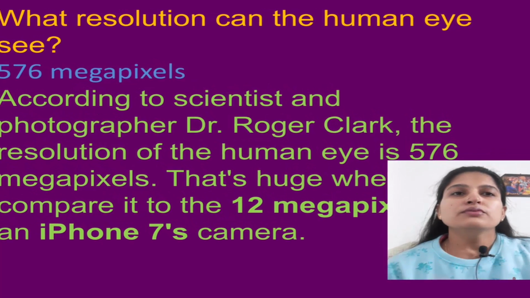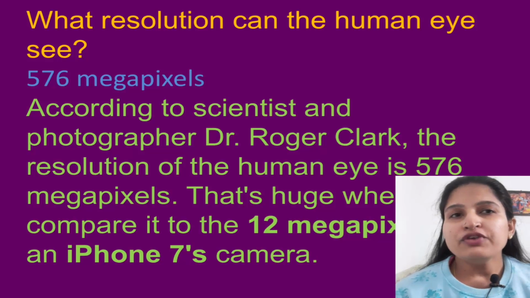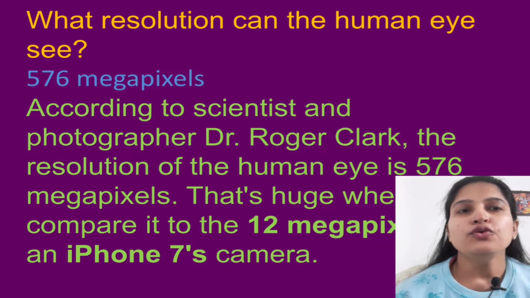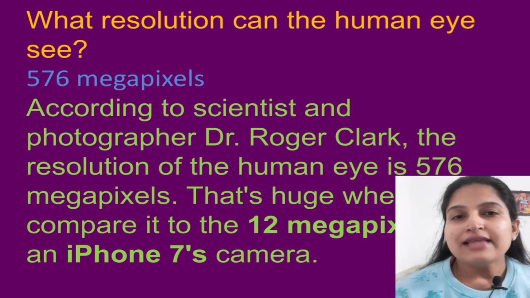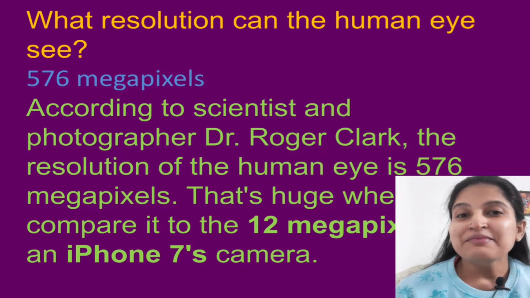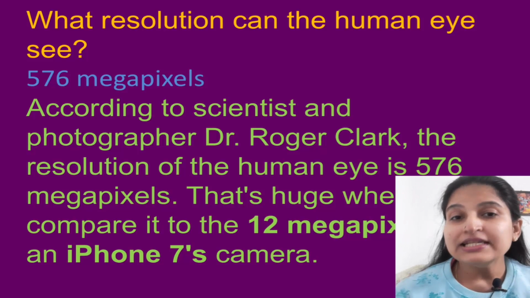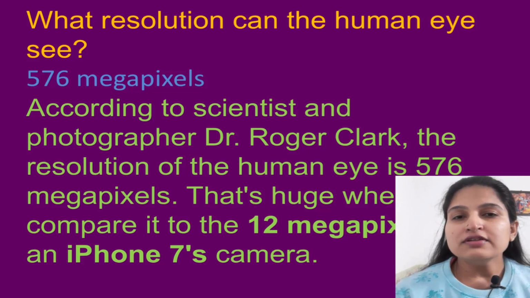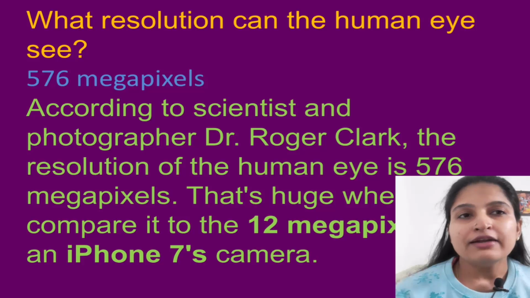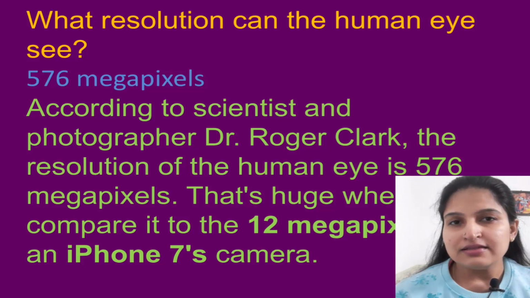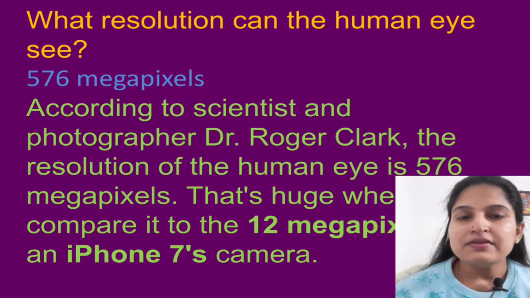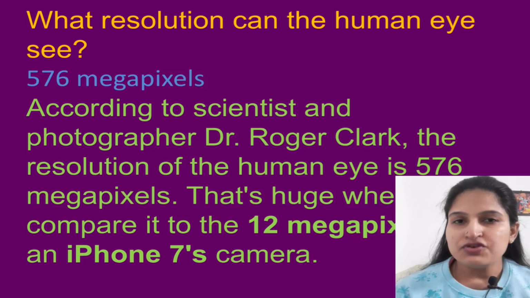Now another question comes: what resolution can the human eye see? Exactly, this is 576 megapixels. This is the capacity of our eyes, the highest capacity of our eyes. It is not that we always use this many megapixels to visualize things. It is the maximum capacity, or you can say the maximum potential of our eyes.